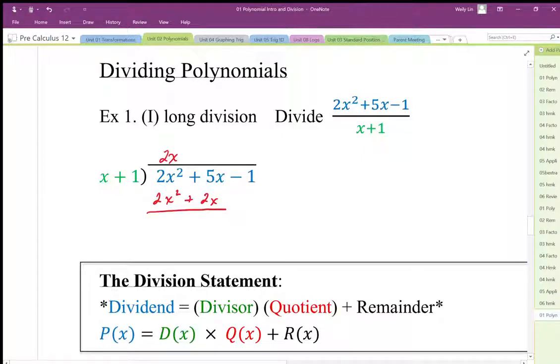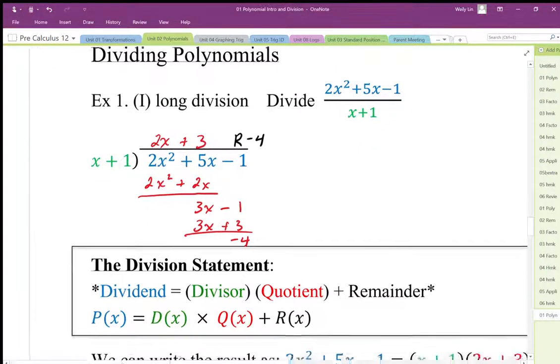So I'm going to subtract this, so I end up with 3x, and I bring down the next place value of 1s. And I'll do the same thing. Some number times x gets me close to 3x. Well, that's going to be plus 3. So 3 times x is 3x, 3 times 1 is plus 3. And then I subtract those. I get a remainder of negative 4. I'm going to write the remainder in a different color. Remainder, negative 4. So there it is. This divided by this gives us 2x plus 3 with a remainder of negative 4.